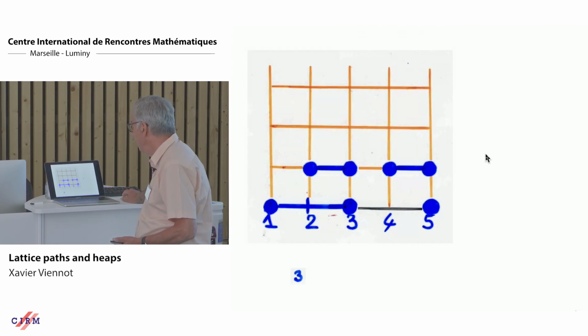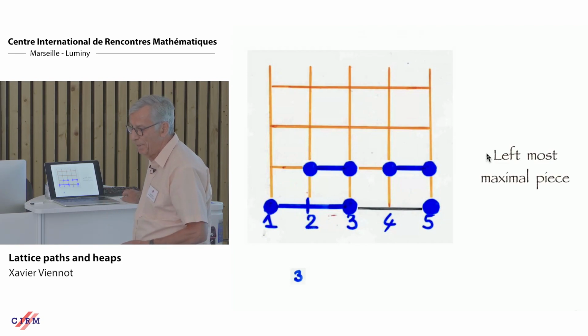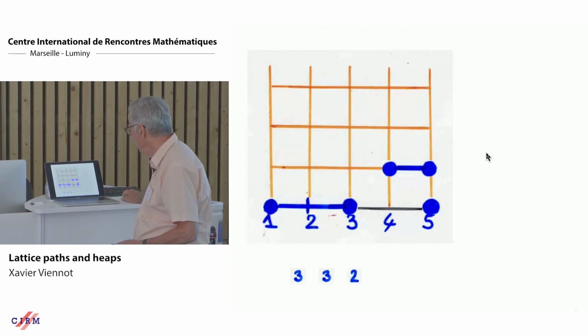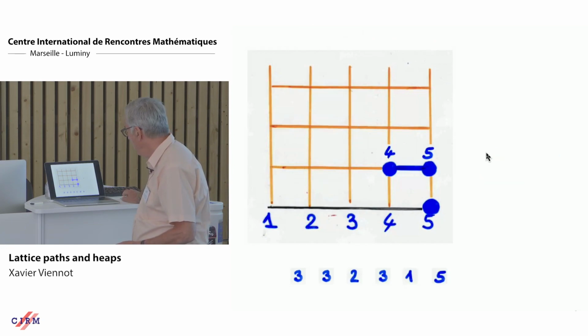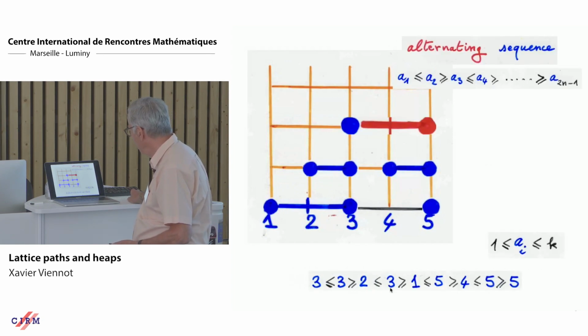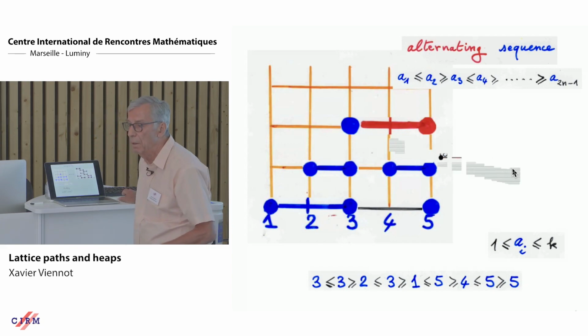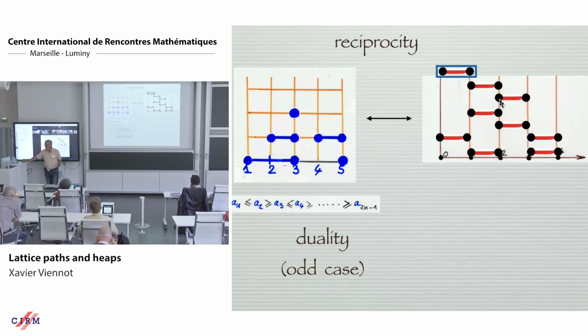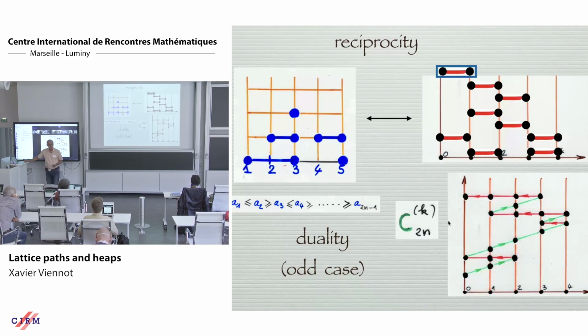the process is a little different. You are going to take the leftmost maximal piece, and you do the same, and you will get again an alternating sequence, but with increasing, decreasing, increasing, decreasing. You see it's a slight variation for odd. I go faster. And then there is a reciprocity between the semi-pyramids of dimers and heaps of segments, such that this point is a maximal piece, and there is no maximal piece on the left. And this is going to be the reciprocity for Catalan numbers.